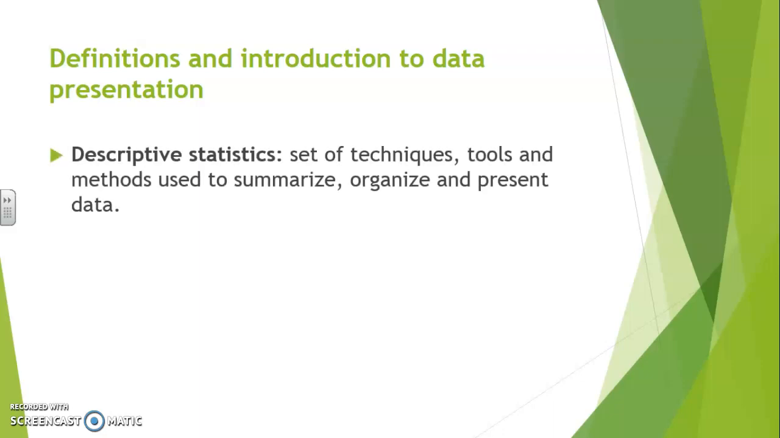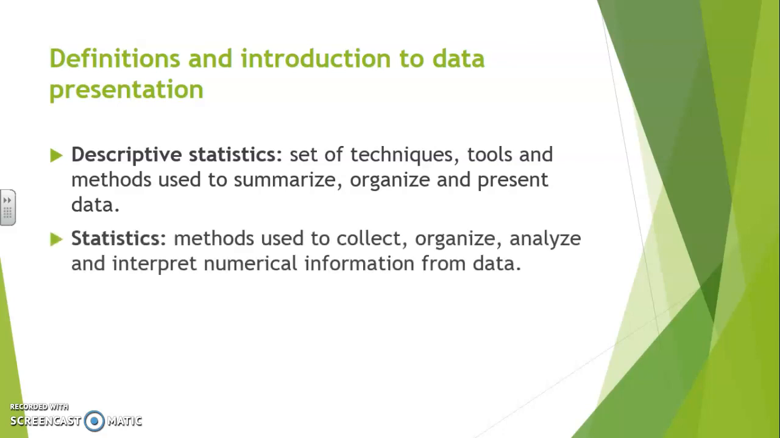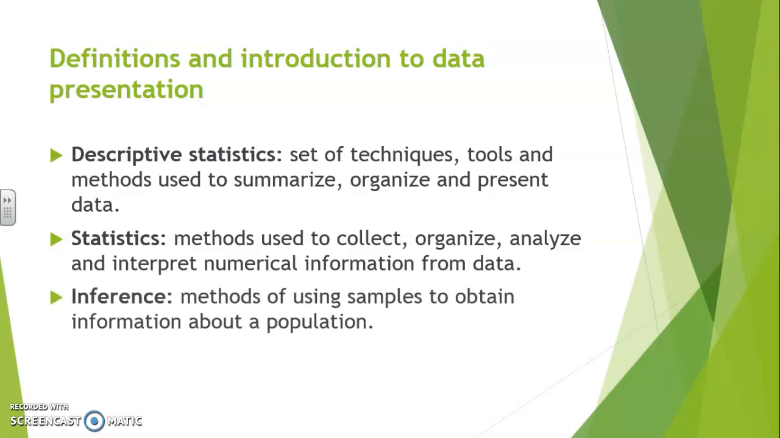Okay, so these are just summary words that we use throughout the descriptive stats section. Descriptive stats themselves are techniques, tools, methods that we use to summarize, organize, and present data. Statistics are methods that are used to collect, organize, analyze, and interpret numerical information from data. Inference goes a little bit further because these are methods that are used to extrapolate information about samples in order to make predictions about a population's behavior.